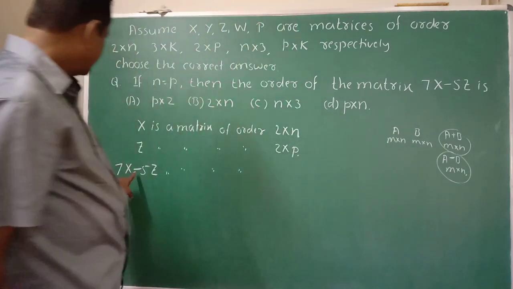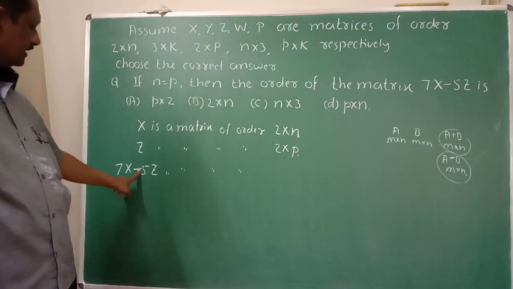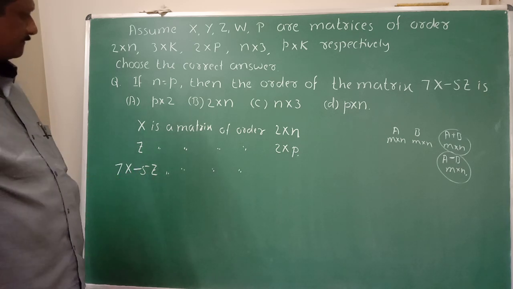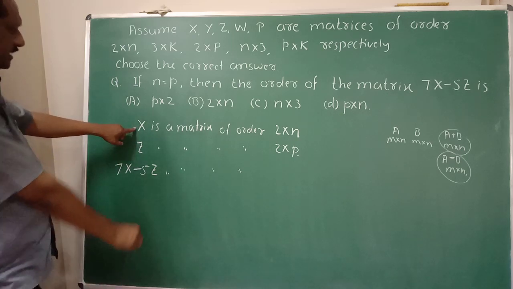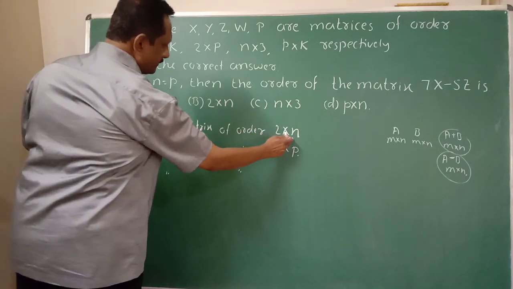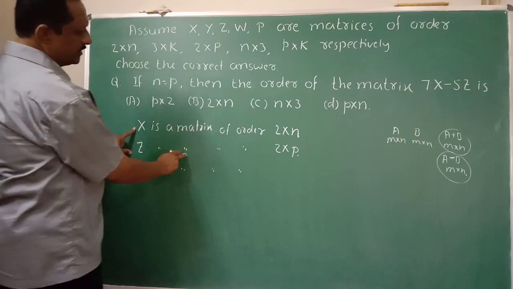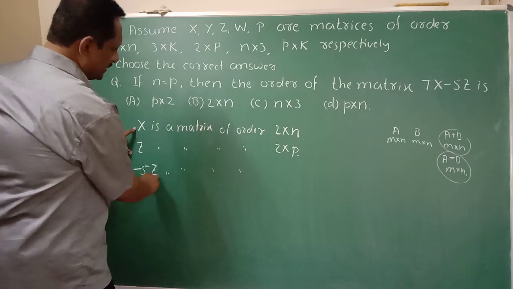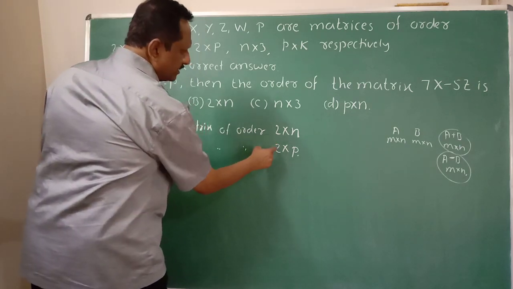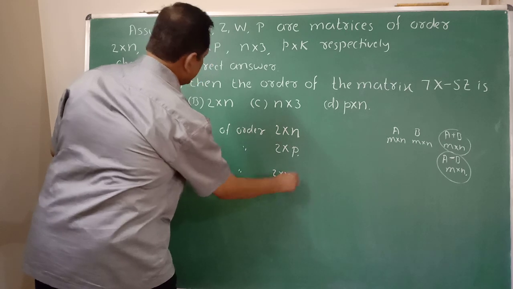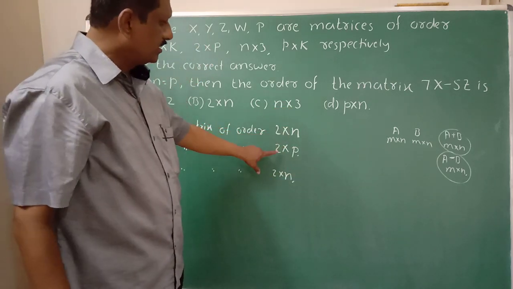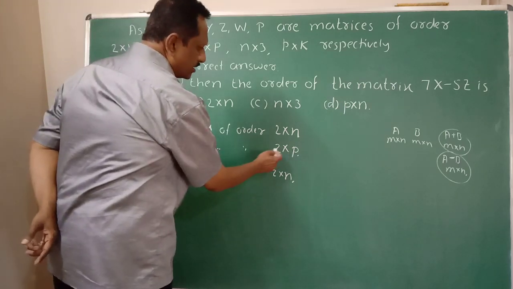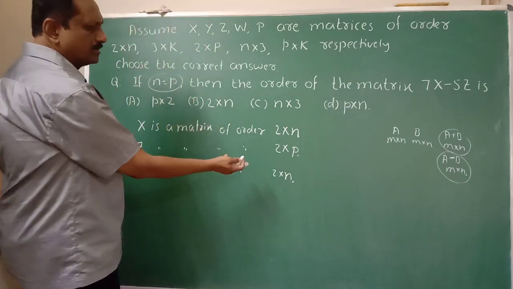Therefore, for subtraction, both must have the same order, then only you can subtract. Just observe, X is a matrix of order 2 into N, and Z is a matrix of order 2 into P. Then obviously 7X minus 5Z is a matrix of order either this one or this one, 2 into N. But it is already given that N is equal to P. Suppose you take 2 into P, again you will get the same 2 into N only.